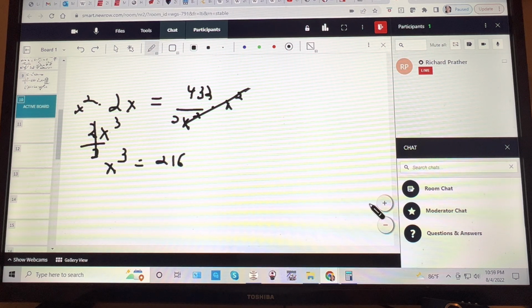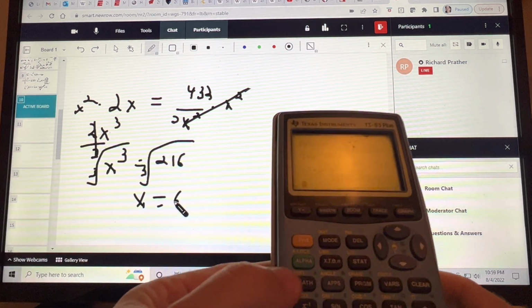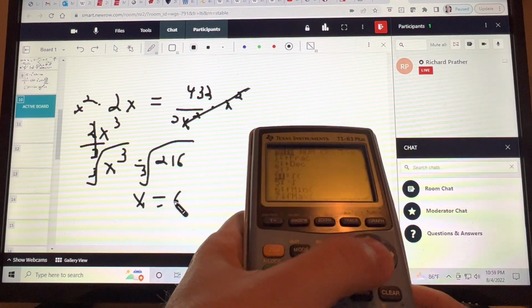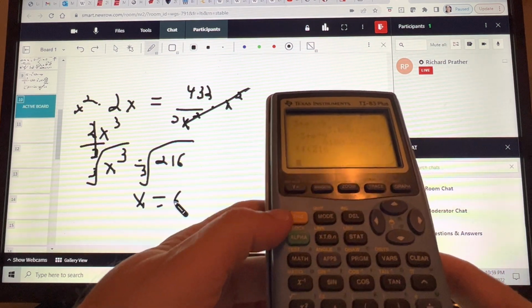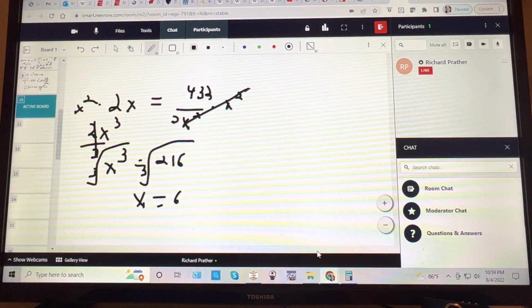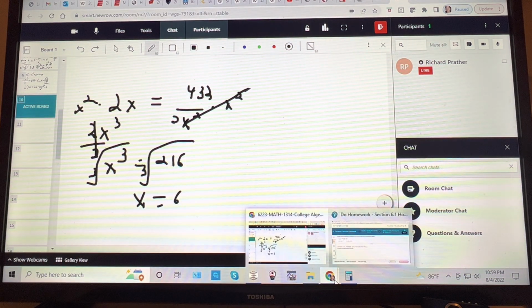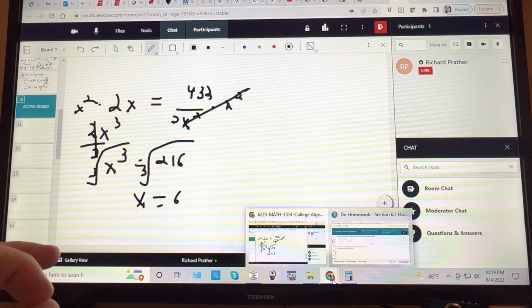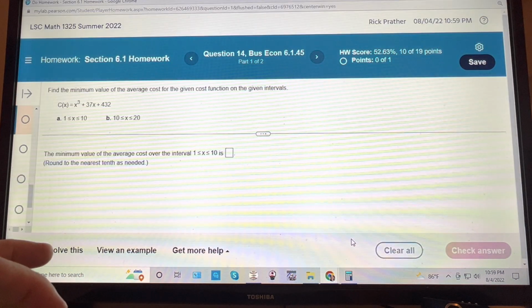The cube root of 216 is 6, because 6 times 6 times 6 is 216. Cube root of 216 is 6. Now, what's also interesting here is that's the only critical number. So I only have one critical number in the interval 1 to 10.